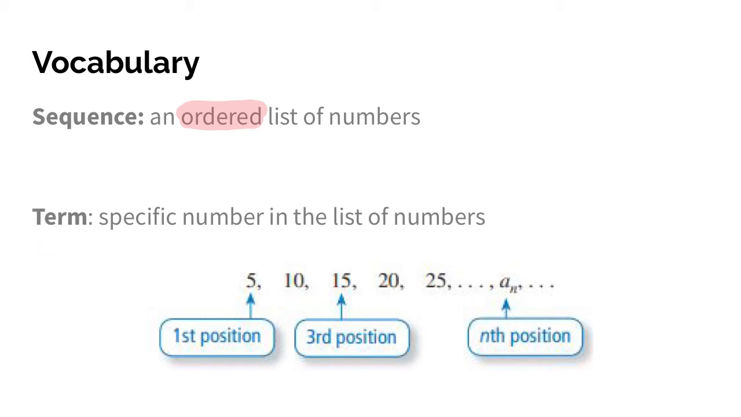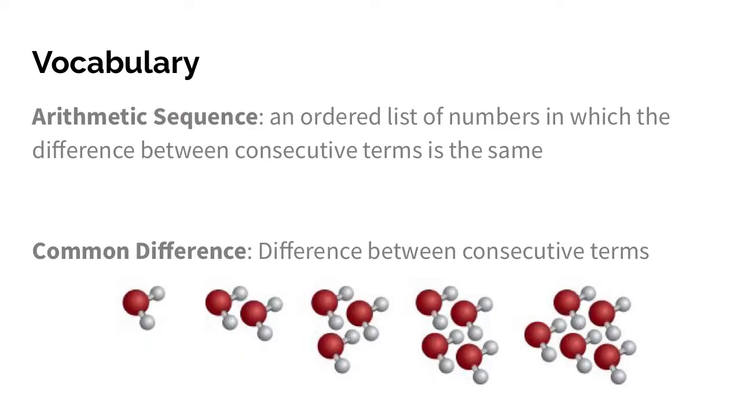Each of these numbers is what's called a term. A term is going to be a specific number within our list, our sequence. For example, this would be the first position, the first term, third position, the third term, and we can talk about any random position, which is called the nth term. So our goal for today is to focus on what's called an arithmetic sequence.